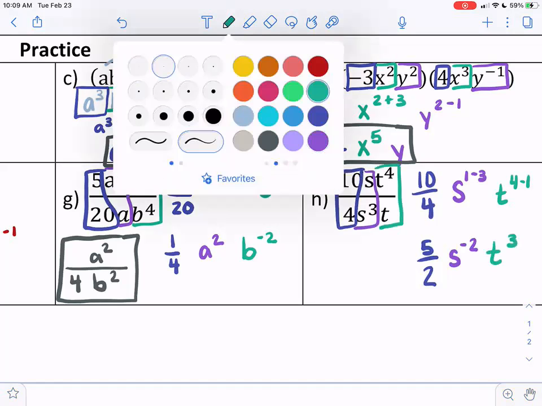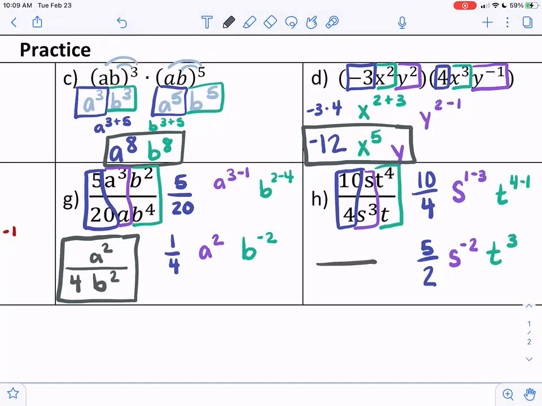When we write out our final solution, we write 5 over 2. I do have to write both of those numbers because I can't simplify that. There's no 1 to eliminate. S to the negative second goes on the bottom with a positive exponent. T to the third stays on top since it's positive. So my answer would be read as 5t to the third all over 2s to the second.